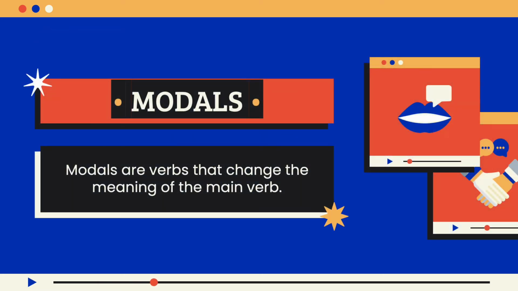Modal verbs are auxiliary or helping verbs which modify or change the meaning of the main verb. You can use modal verbs in giving advice or suggestions, in making requests, or in giving predictions, permissions, and prohibitions. Each modal has its own meaning, so the meaning of the sentence will depend on which modal you use.